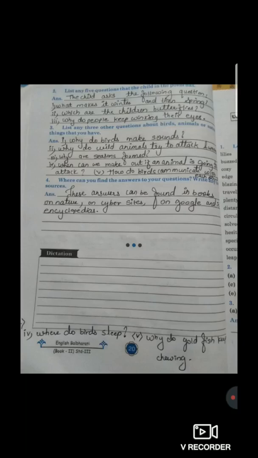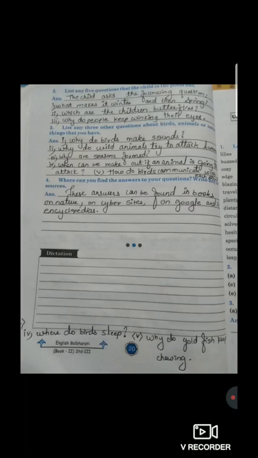So students, the question number 3 you have to write on your own. It means you have to form a question related to birds, animals or nature. You have to write by your own. But I have written the answer. So let's see the answer of question number 3.